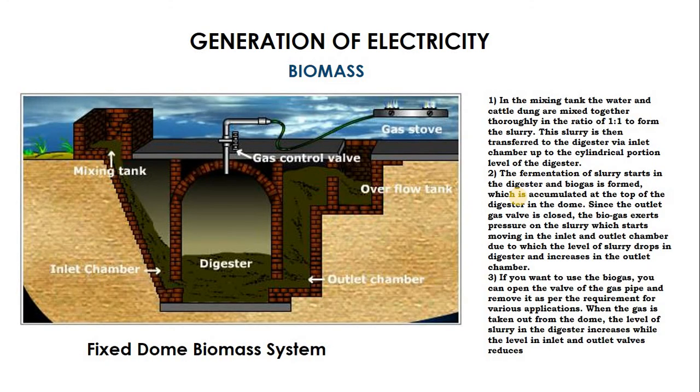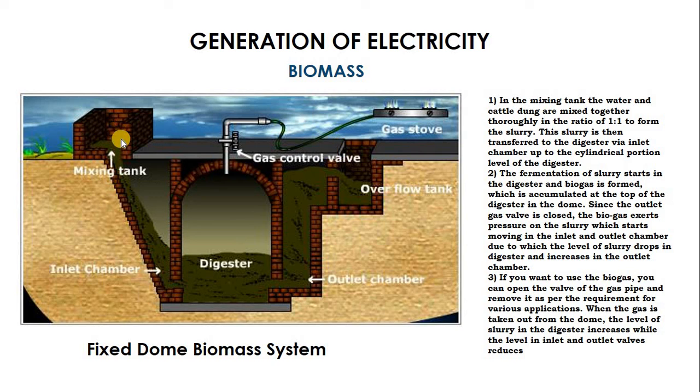Now, this is an example of a biomass system. This is what we call the fixed dome biomass system. And this type is the indirect combustion type. So, as you can see, we have the mixing tank here. We have the inlet chamber, we have the digester, we have the outlet chamber, we have the overflow tank, we also have the gas control valve. Okay, so what happens in the mixing tank?